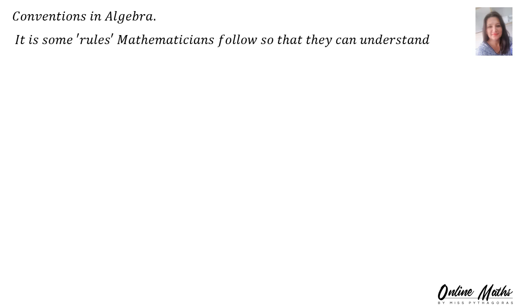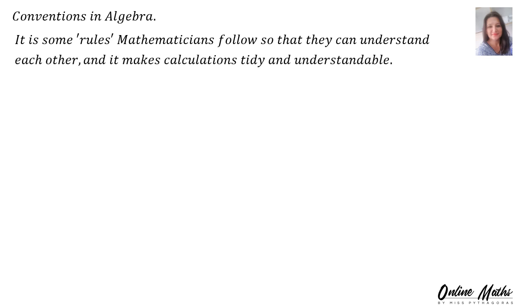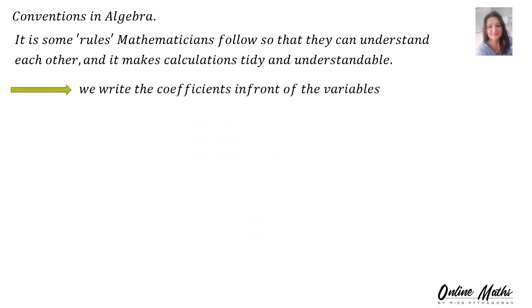Now let's look at some conventions in algebra. What is that? It is some rules mathematicians follow so that they can understand each other, and it makes calculations tidy and understandable. We write the coefficients in front of the variables. In other words, when I give you a3b, we would rather write it as 3ab. Can you see? The coefficient is in front of the variable.